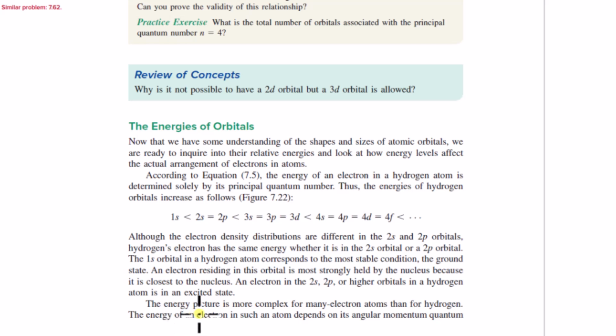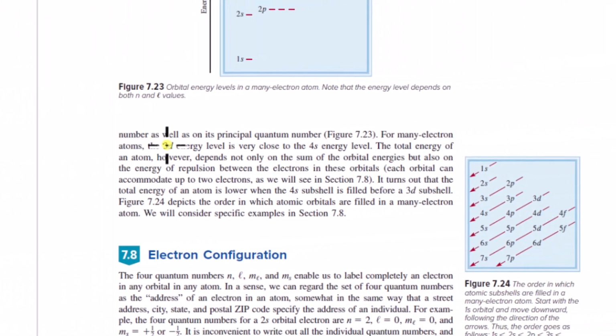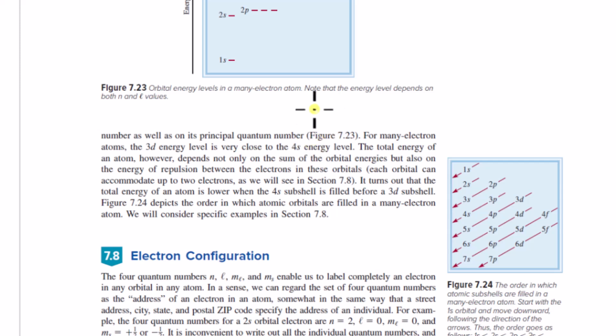The energy picture is more complex for many-electron atoms than for hydrogen. The energy of an electron in such an atom depends on its angular momentum quantum number as well as on its principal quantum number. So the energy of a multi-electron orbital depends on both. For many-electron atoms, the 3d energy level is very close to the 4s energy level. The total energy of an atom, however, depends not only on the sum of the orbital energies, but also on the energy of repulsion between the electrons in these orbitals.